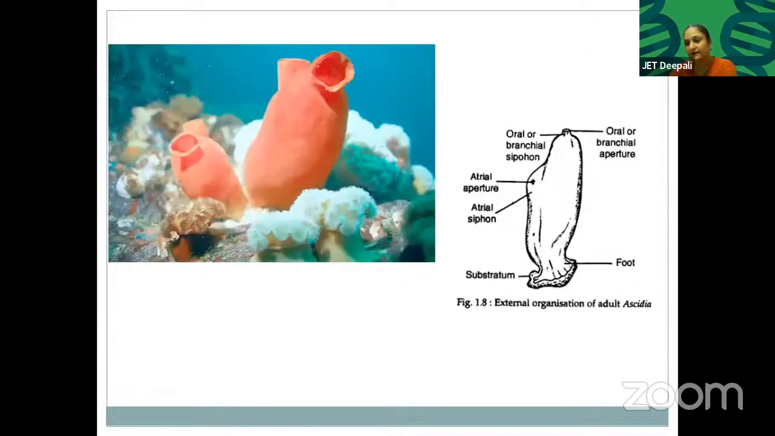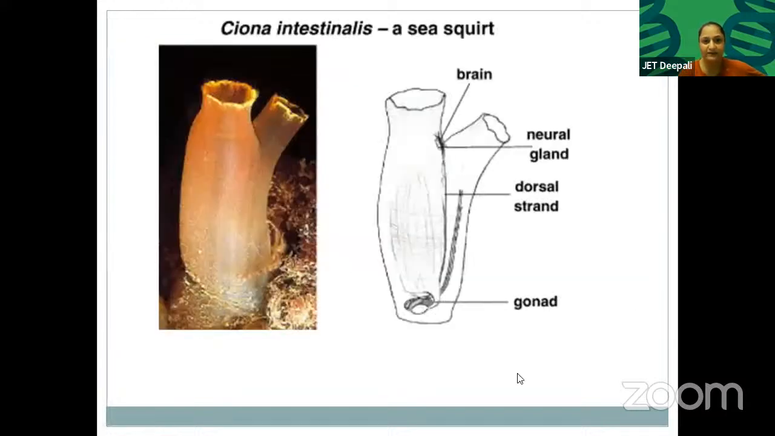This is another example, Ascidia. You can see here Ascidia. This is the oral or branchial siphon, or branchial aperture, and this is the atrial aperture. You can see this is the atrial aperture, this is the branchial aperture. This is the substratum it is attached to, and this is food. So beautiful organisms. This is a world of sea world.